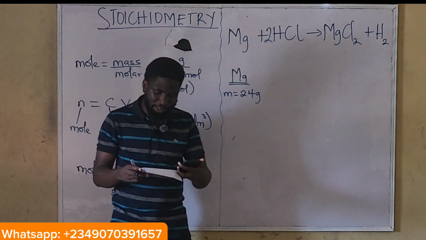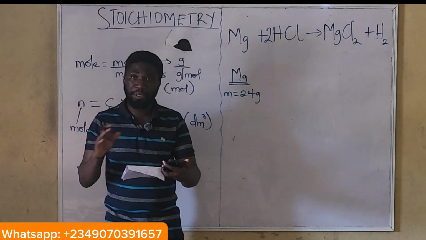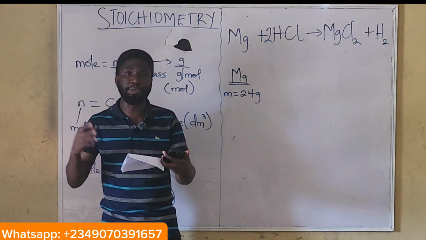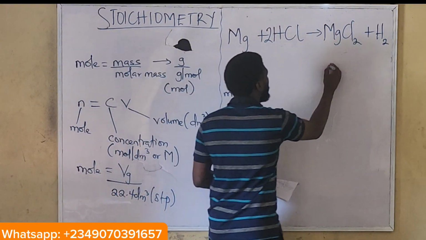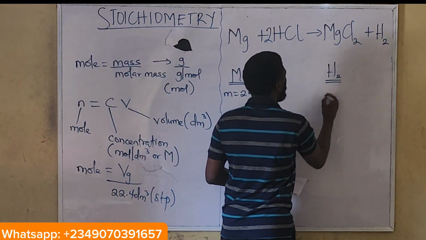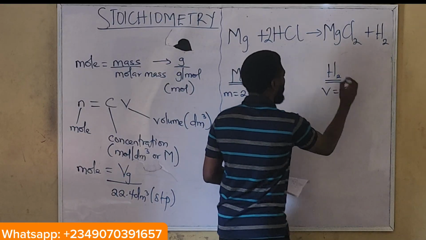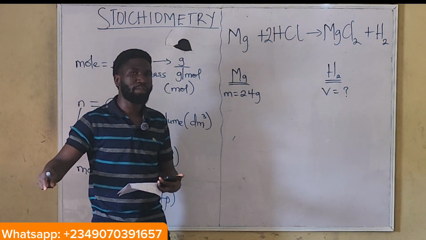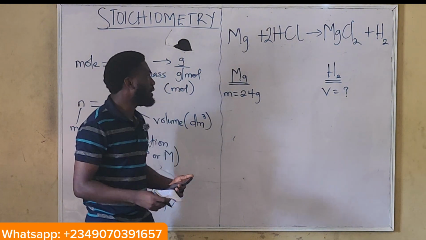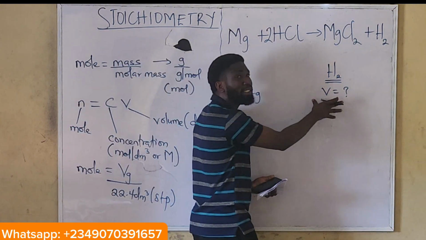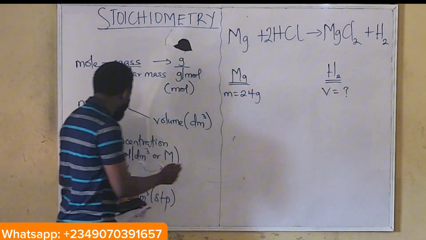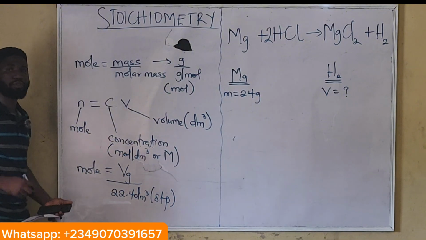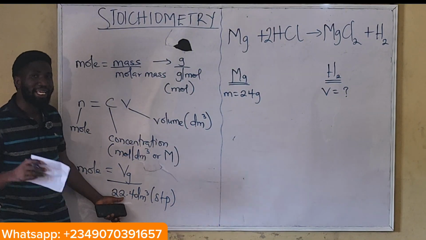What other parameters are we given? We are not given anything else, but we are told to calculate the volume of hydrogen gas evolved at STP. So for hydrogen gas, we want to get the volume of the gas evolved at STP. To get it, like I said, check this third formula, which says mole equals volume of gas over volume at STP.